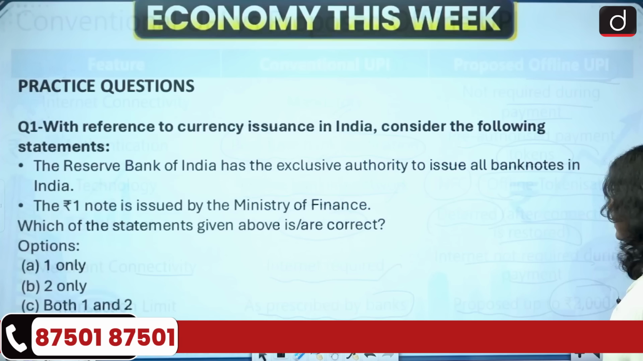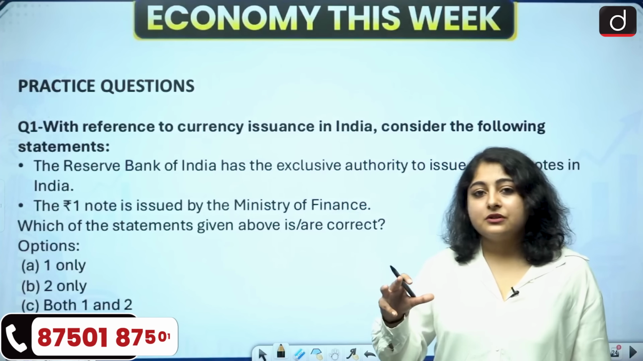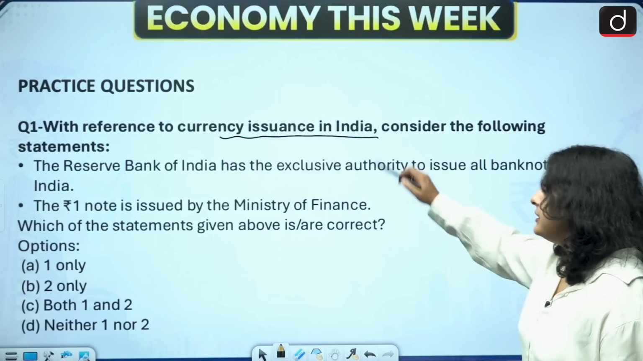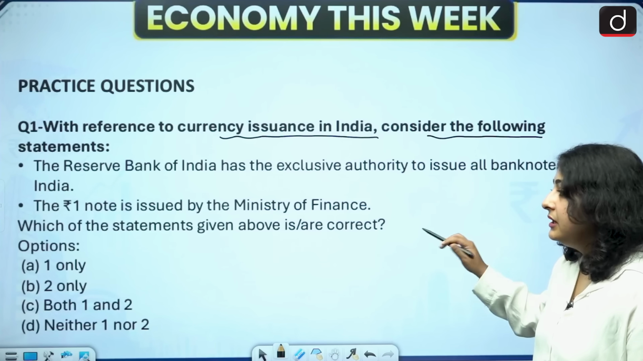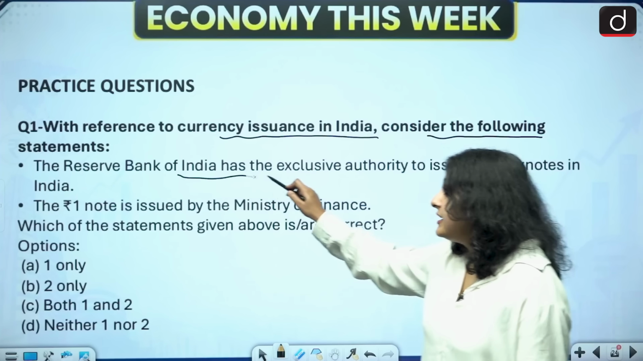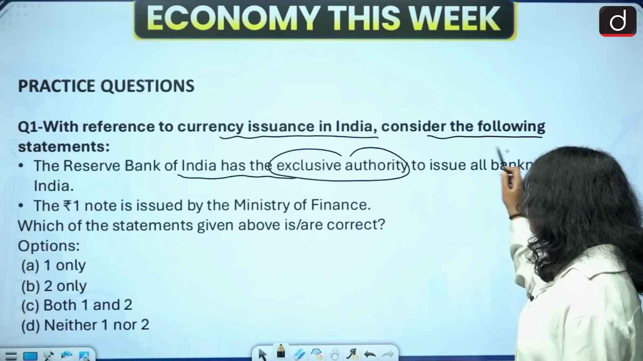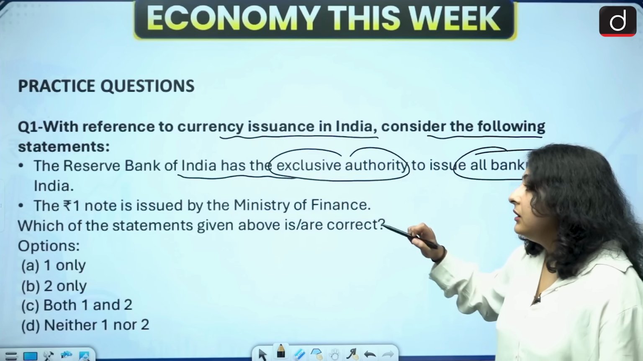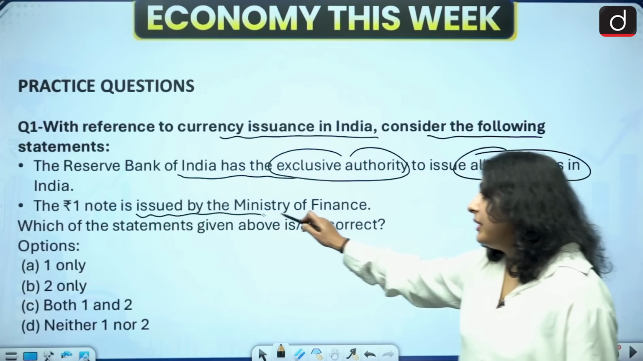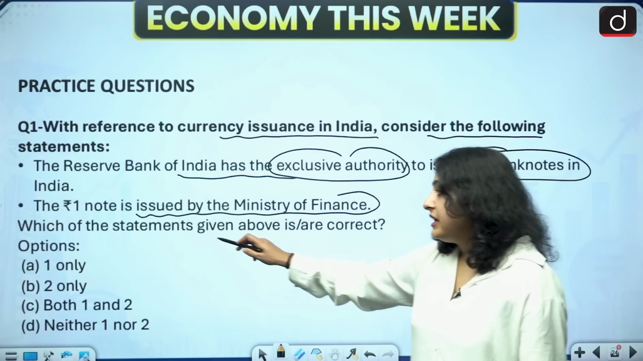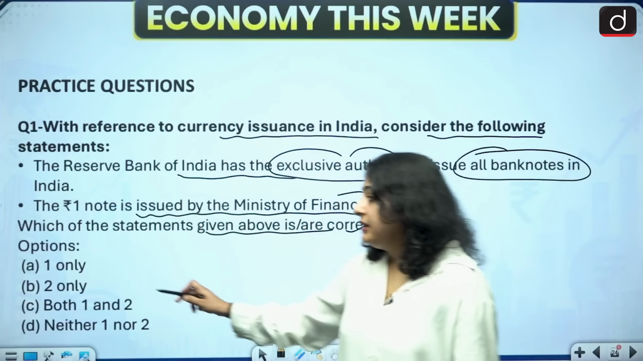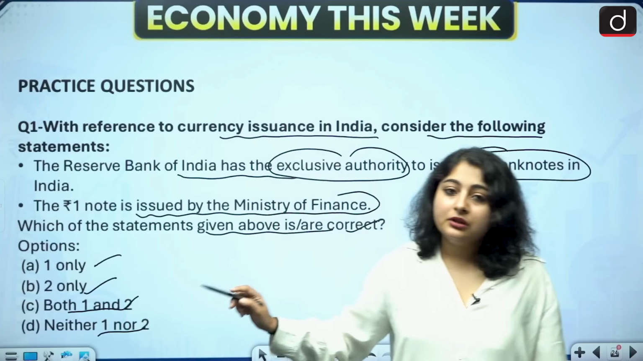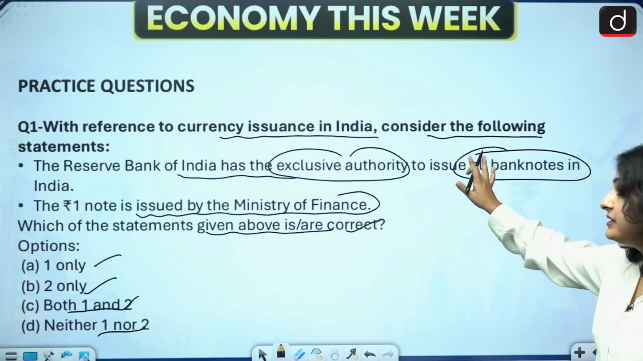Alright. Now, let us come to the practice questions. You have to solve them on your own. See, with reference to the currency issuance in India, consider the following statements. First statement, the RBI has the exclusive authority to issue all banknotes in India. Is this statement correct? Second, the 1 rupee note is issued by the Ministry of Finance. Which of the statements given above are correct? Option A, 1 only, option B, 2 only, option C, both 1 and 2, option D, neither 1 nor 2. Choose the correct option. Read the statements very carefully.